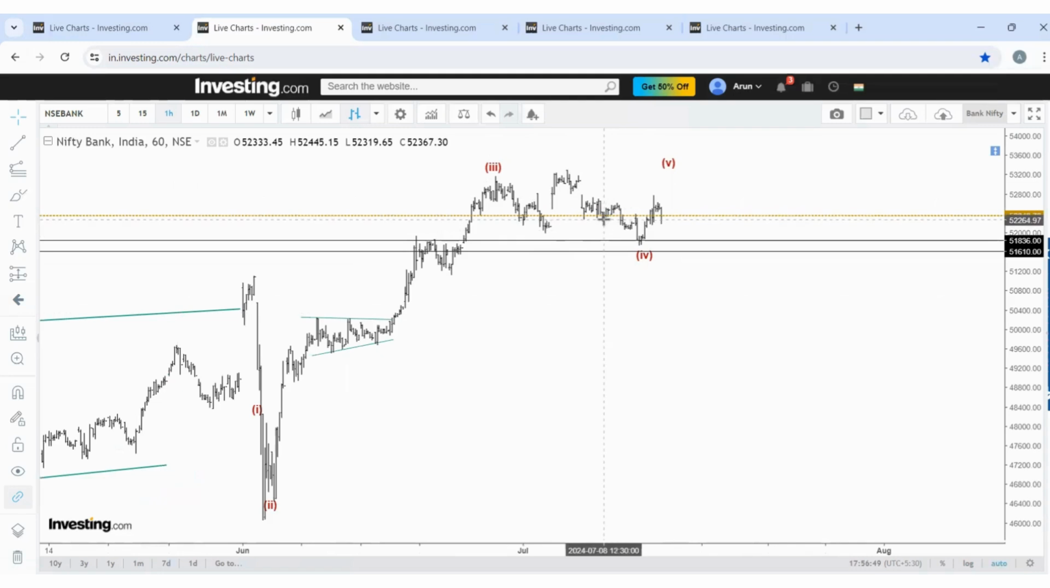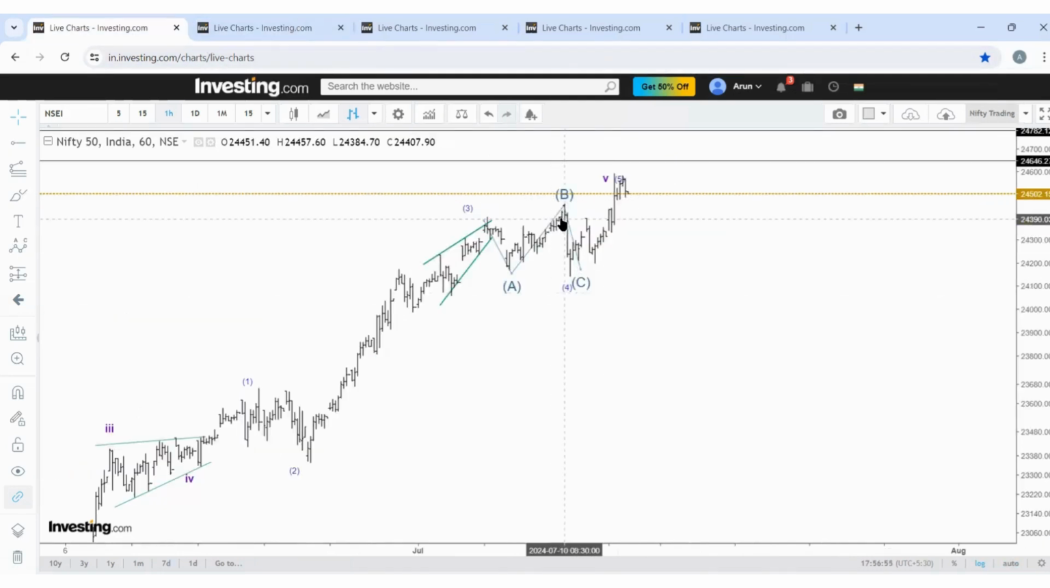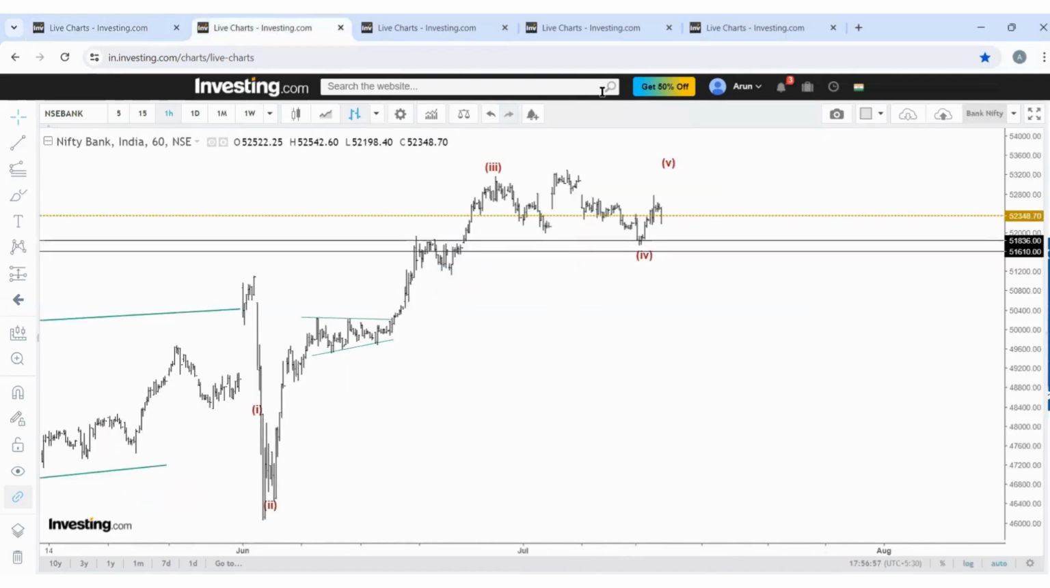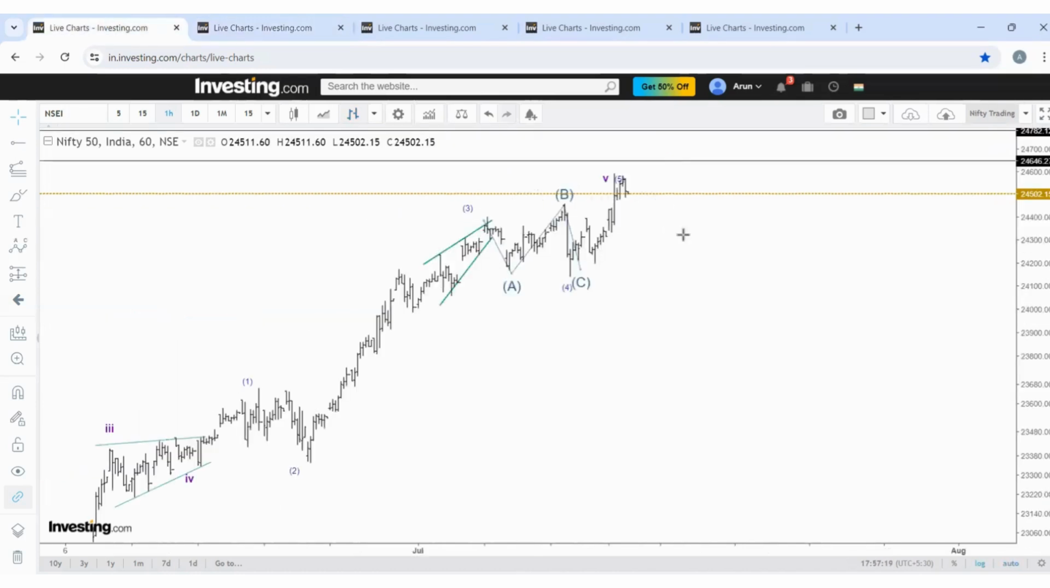When the price was moving here, around what is this date? See, 9th July. The price did not even come lower to this point. This is an important point. Most of the time, the C wave will come below the B wave. That's the first hint for me. So the Bank Nifty has not completed the correction. And by checking with the Nifty, it is moving higher.